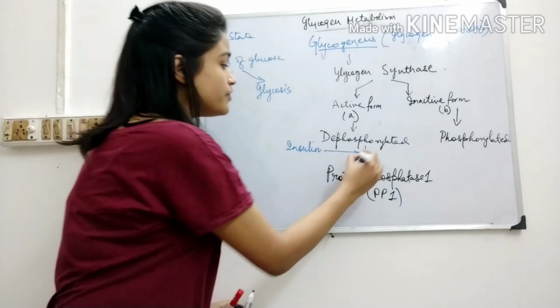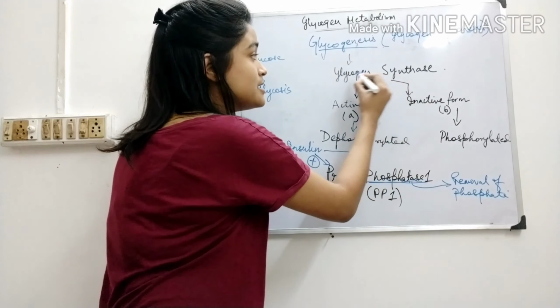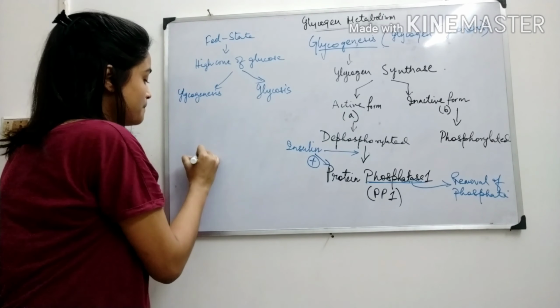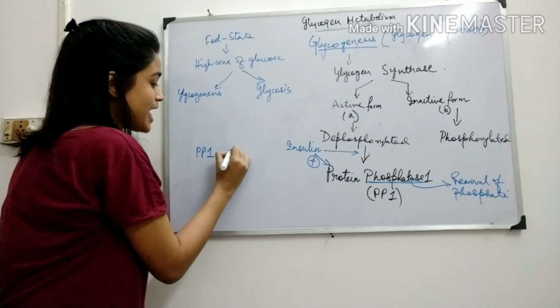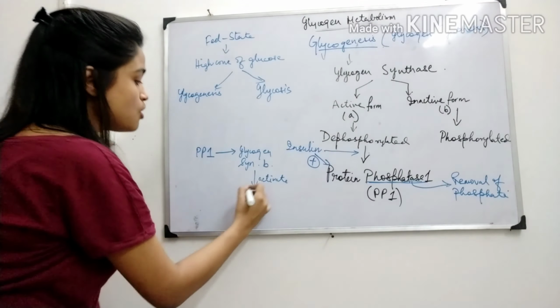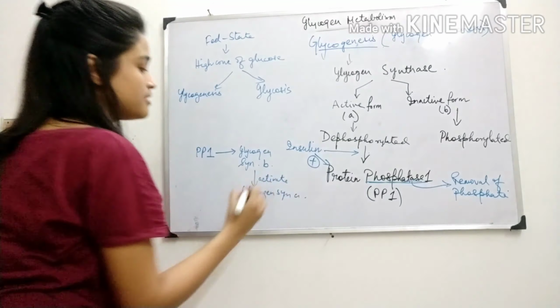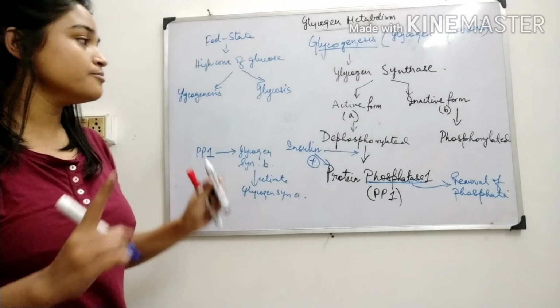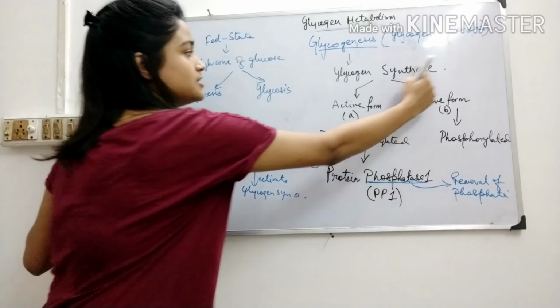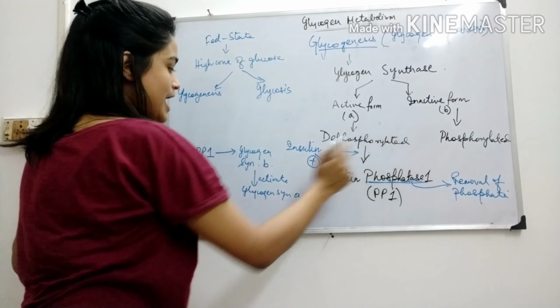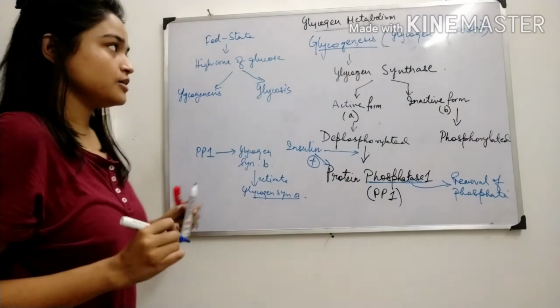So this protein PP1 will act on glycogen synthase B and change it to glycogen synthase A. That means it will remove the phosphate on this glycogen synthase form and activate the A form. So this is how glycogenesis is regulated.